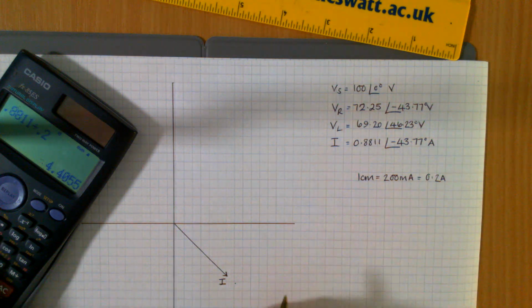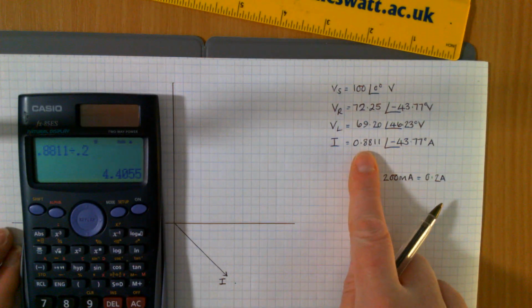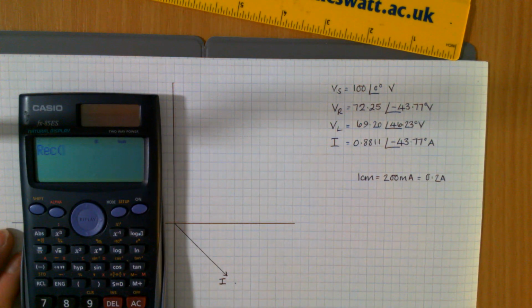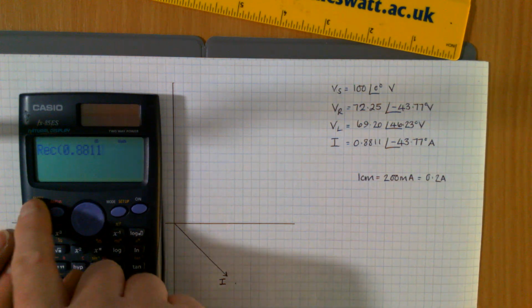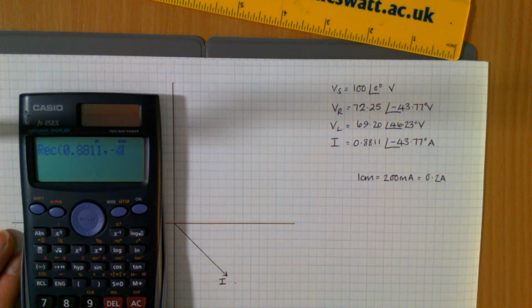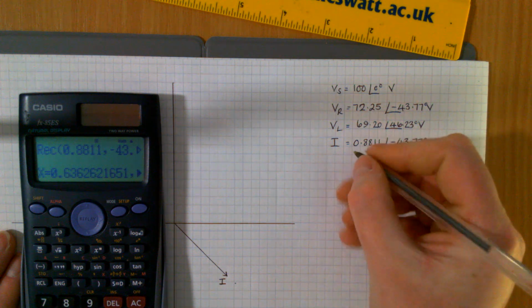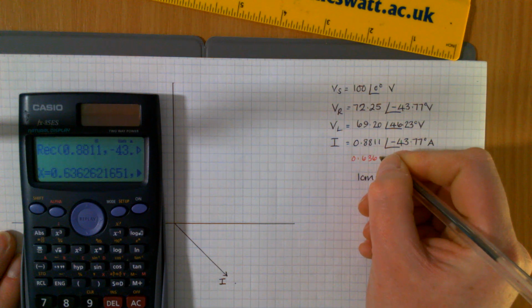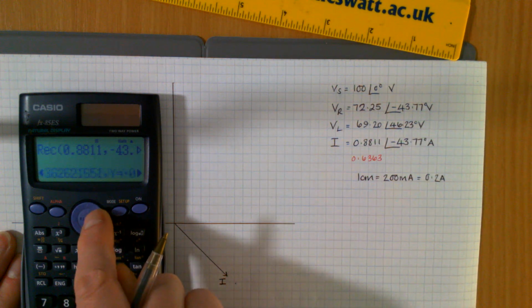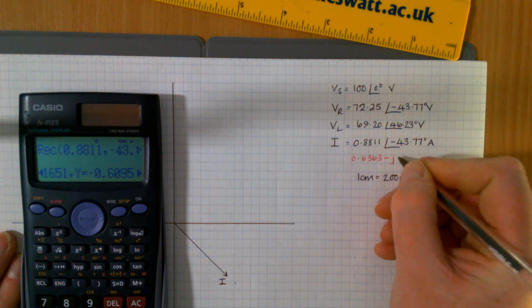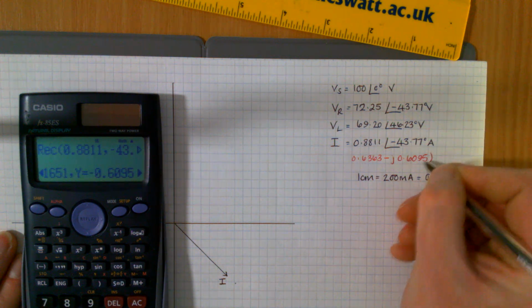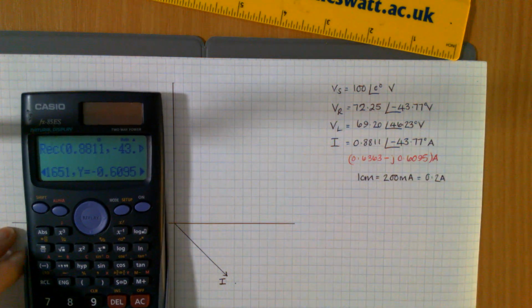So if you were going to convert these into rectangular form, you'd go shift into rectangular form, 0.8811, comma, minus 43.77. So that would be 0.6363 minus j 0.6095. So that would be that as rectangular form.